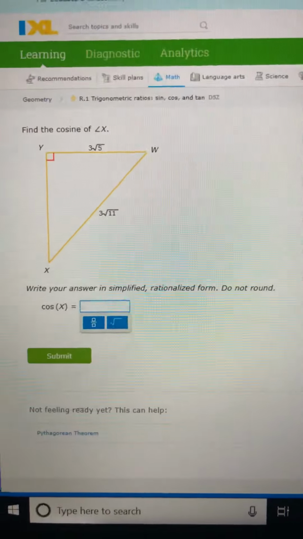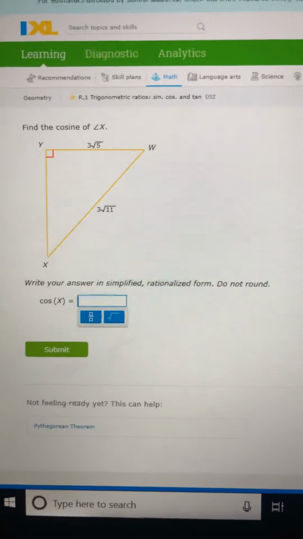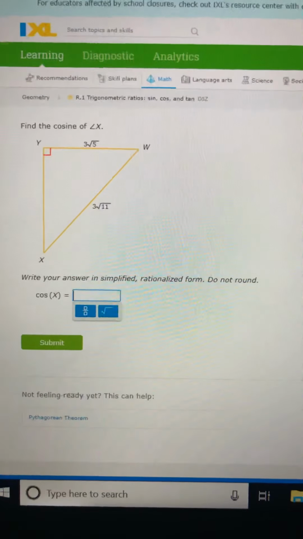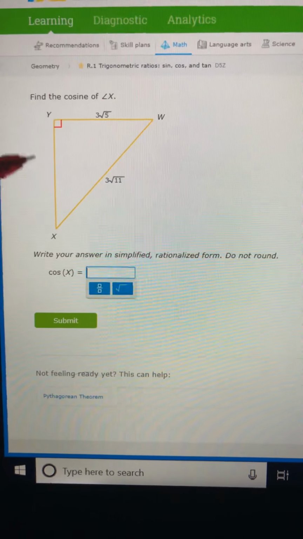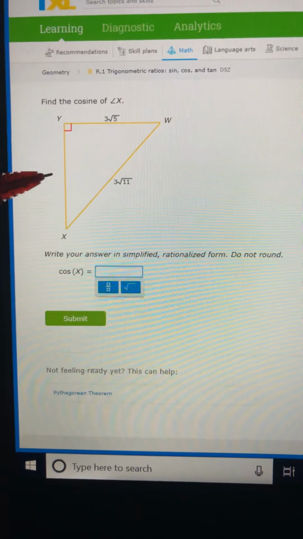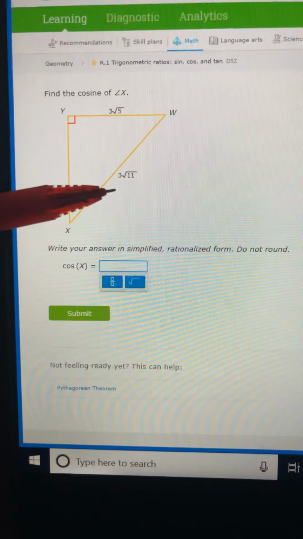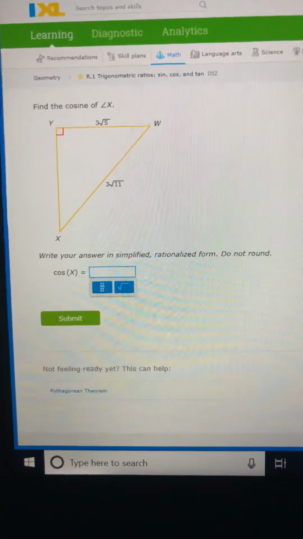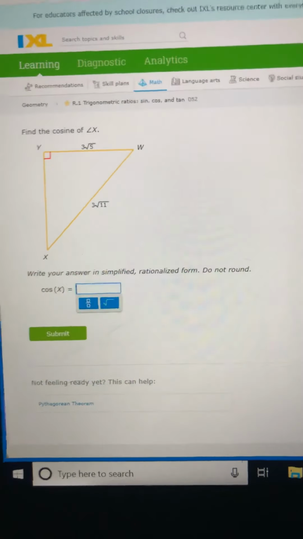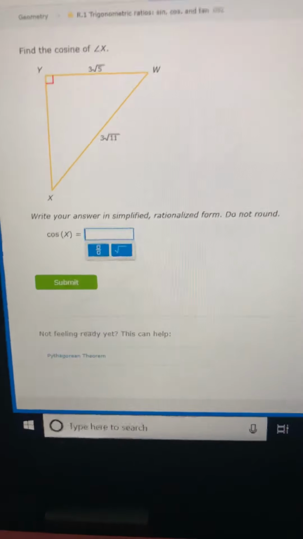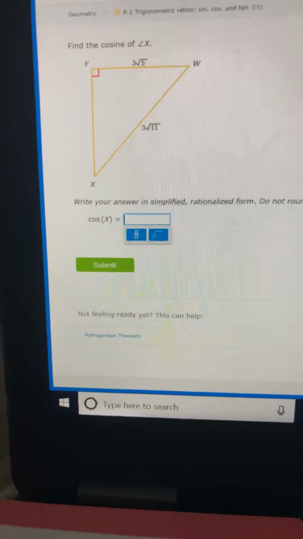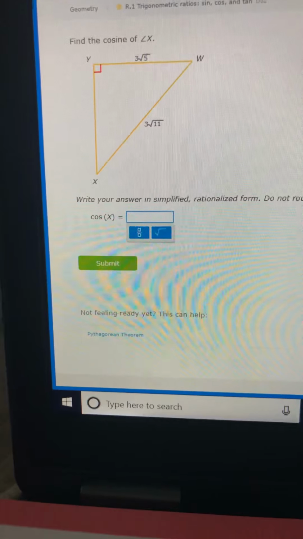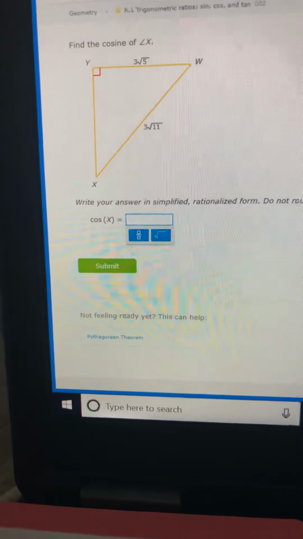So it wants us to find cosine of angle X. So cosine, caught another hippie. So X is here. So caught another is our adjacent, and we are missing that side, so we're going to have to use the Pythagorean theorem. And hippie is the hypotenuse. So first things first, we're going to find that adjacent. So we will use the Pythagorean theorem. When we're finding a side that's not the longest side, the hypotenuse, we're going to take the hypotenuse squared, subtract the other side squared, and that will give us our answer.